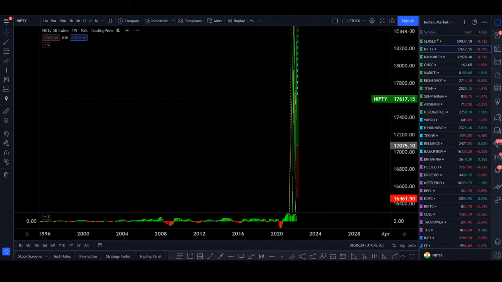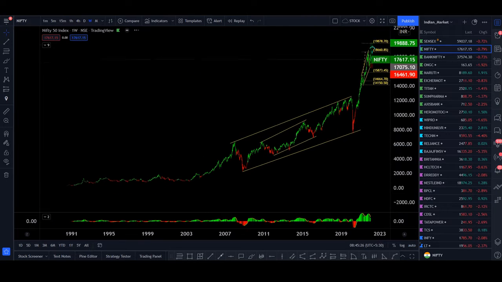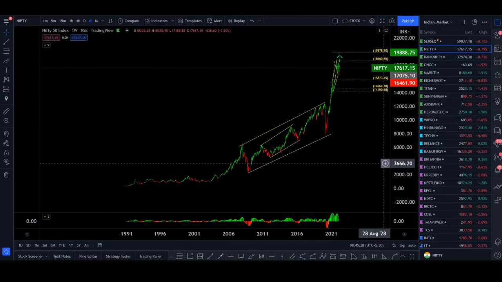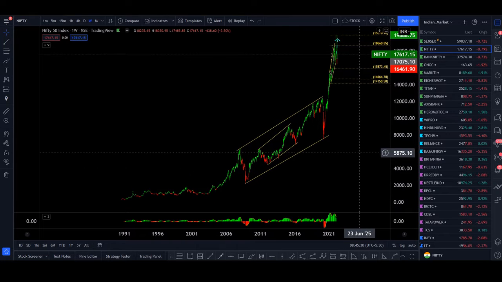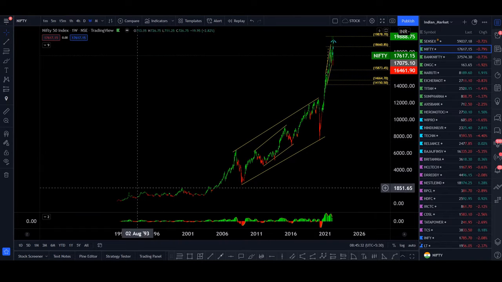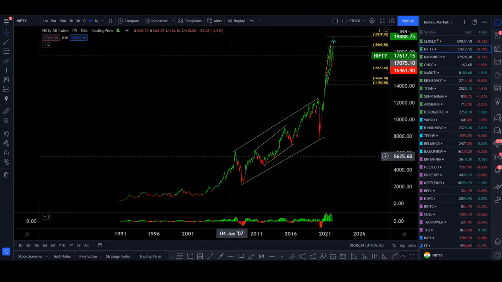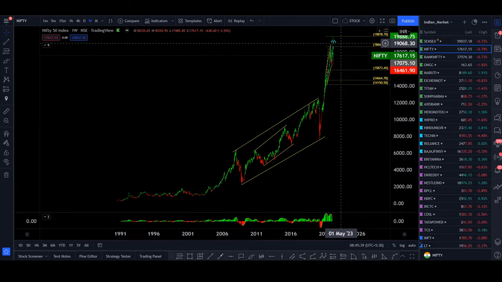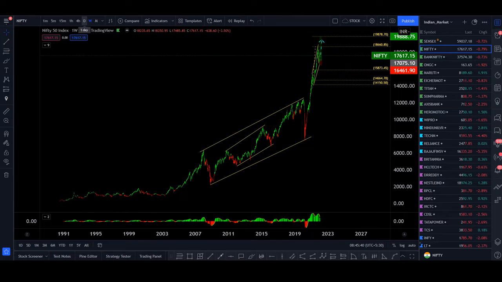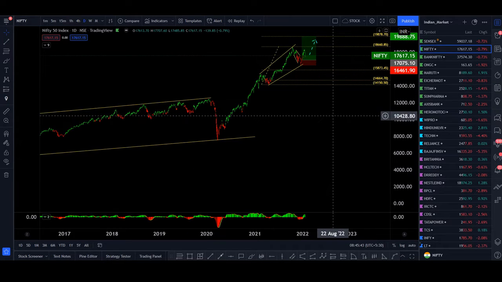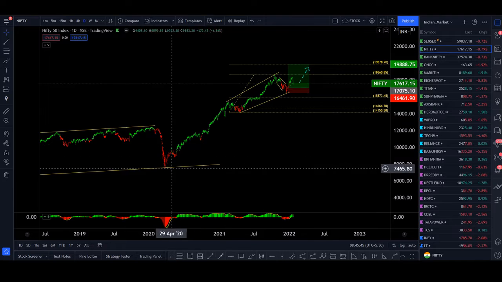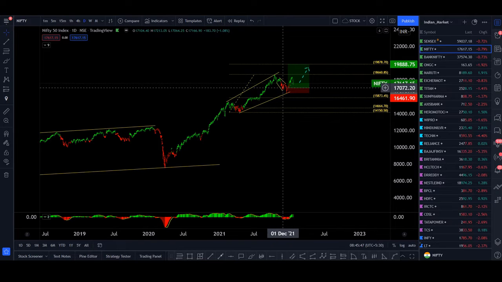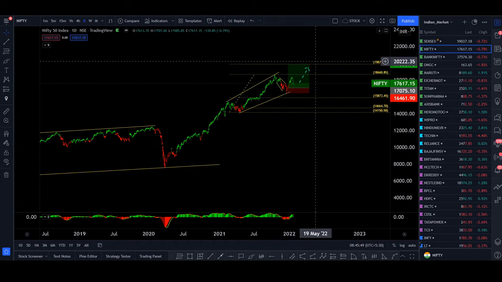and let's go to weekly. In weekly, it did almost the same thing as Sensex. We had an impulse followed by a correction, and then another impulse followed by a bigger correction, and then another impulse. So we are in the third wave. Let's move on to daily, and we can see the same impulse followed by correction, and then we are in the next impulse.